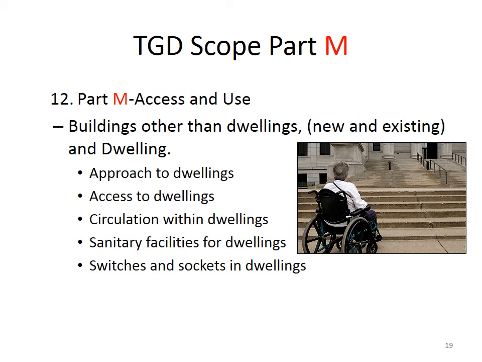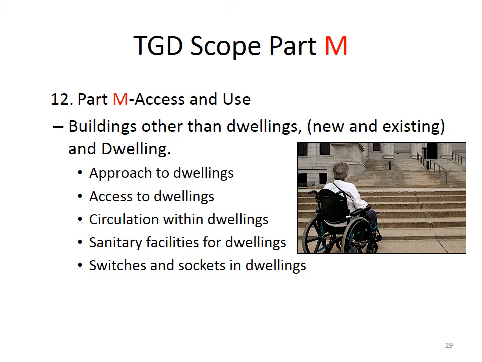So finally, TGD scope of part M. This is number 12 then. Part M is access and use, formerly known as access for people with disabilities, but there was a campaign a few years ago to change that, because they thought it was fairer to say access and use for all people. So buildings included in this would be buildings other than dwellings, new and existing, and dwellings also. So for dwellings, houses that people live in, and also for buildings other than dwellings, so public buildings and workplaces.